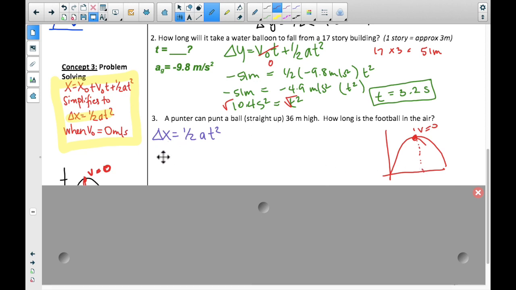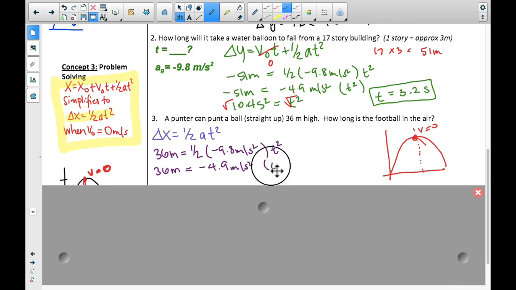The delta x is 36 meters. The acceleration due to gravity is negative 9.8 meters per second squared, and we are looking for the time once again. So I'm going to take that 36 meters, and when I multiply this, I get a negative 4.9 meters per second squared. And I'm going to divide that out, and it's going to give me t squared. So take a second to divide that. And I'm getting t squared is 7.35 seconds squared. And so once again, if I take the square root of both sides, then that will give me t. So do that on your calculator. And when I do that on my calculator, I get 2.7 seconds.